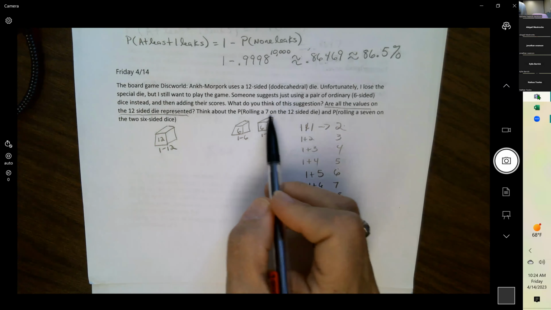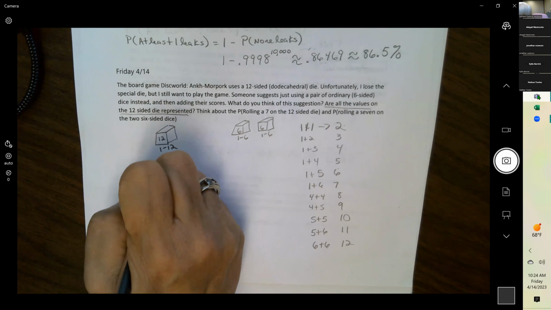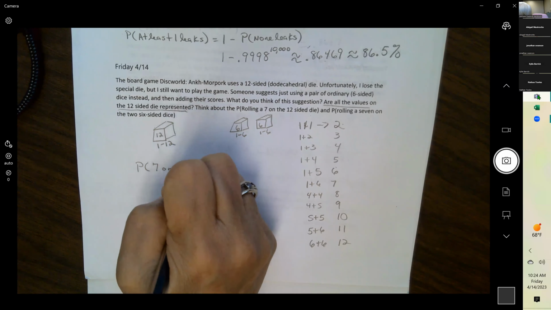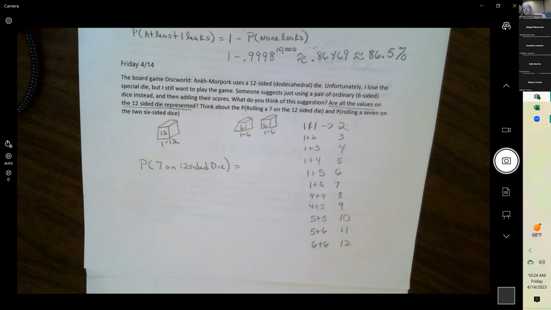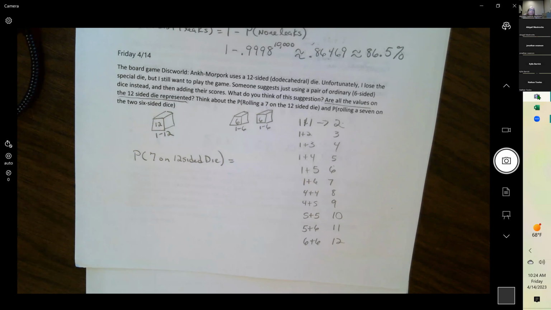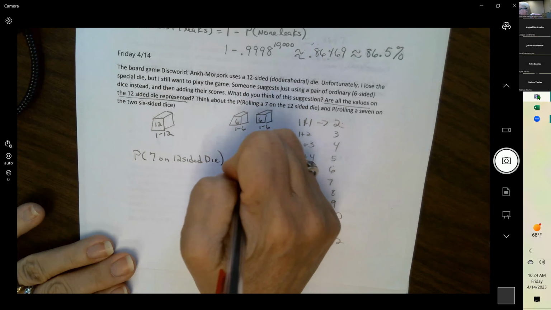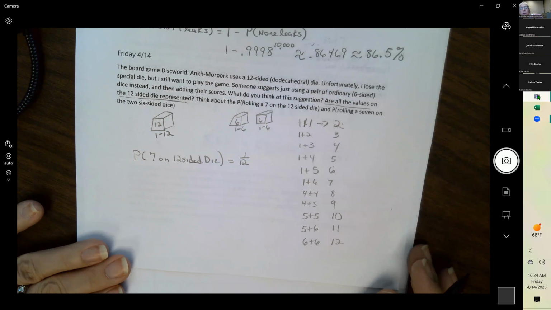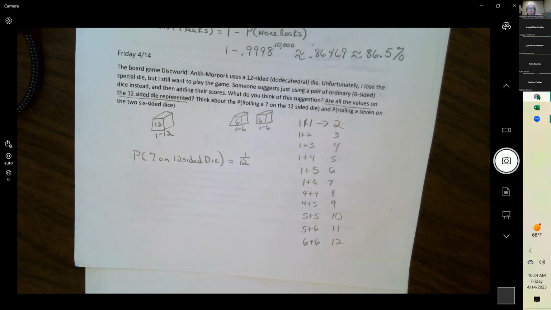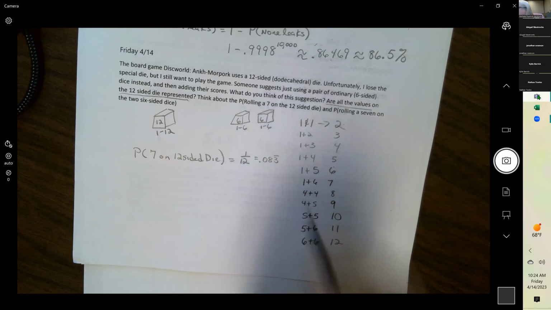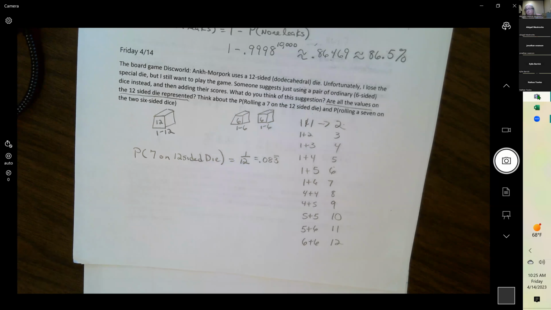Think about the probability of rolling a 7 on the 12-sided die. What's the probability of rolling a 7 with the 12-sided die? Anyone? On the 12-sided die, there is only 1 of every number. So there's only 1 seven out of the 12. Then we could write it as a decimal or a fraction. If you want, it's 0.083333. That way we could look at the comparison.